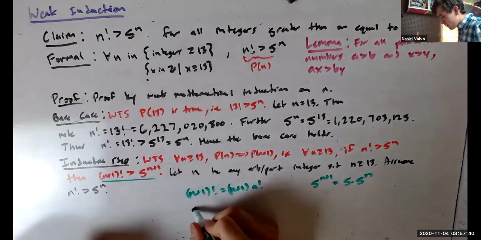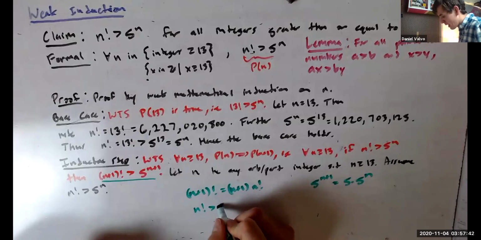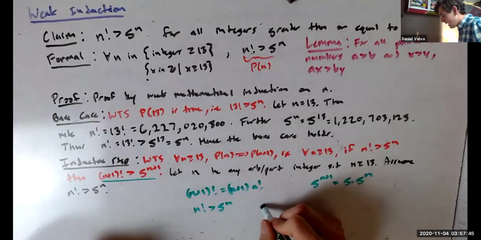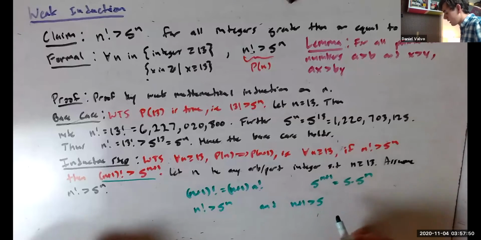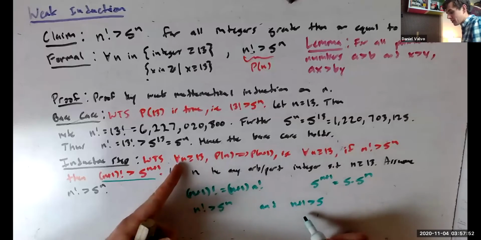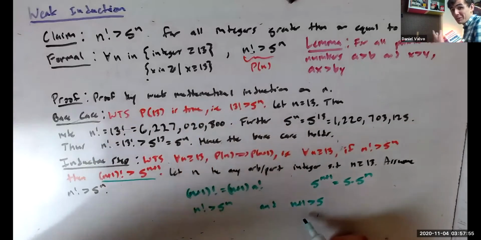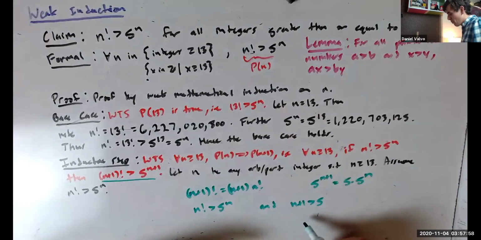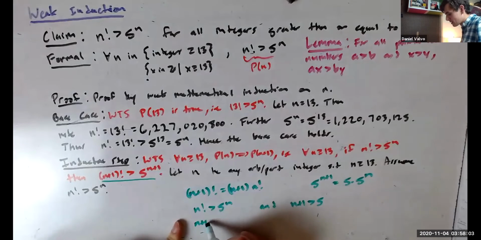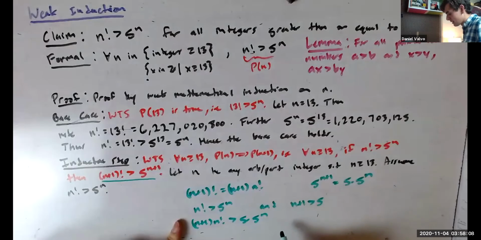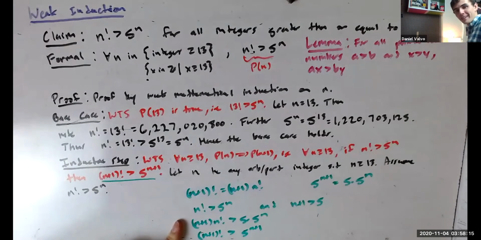So if you know n factorial is bigger than 5^n, which you're saying it is by assumption, and n plus 1 is greater than 5, which it must be because n is greater than or equal to 13, meaning n plus 1 in particular is bigger than or equal to 13, which is bigger than 5. Well, by our lemma, if you multiply the two bigger things, it'll be bigger than if you multiply the two smaller things. So n plus 1 times n factorial should be bigger than 5 times 5^n. But like we just argued, this is just n plus 1 factorial on this side, and this is just 5^(n+1) on this side.